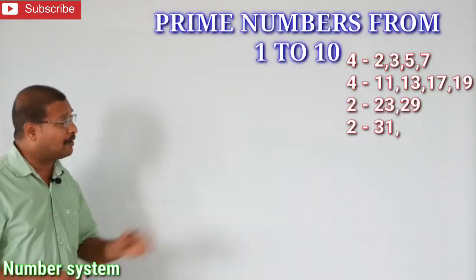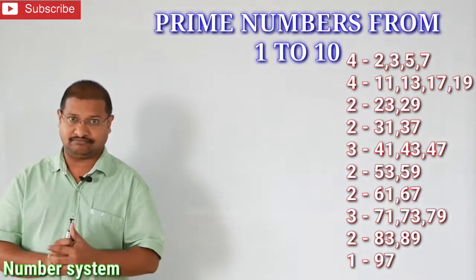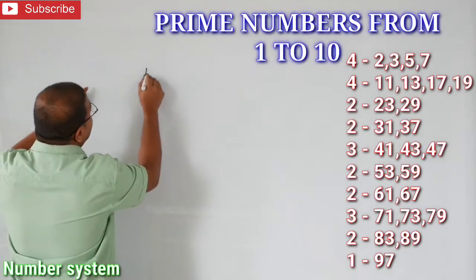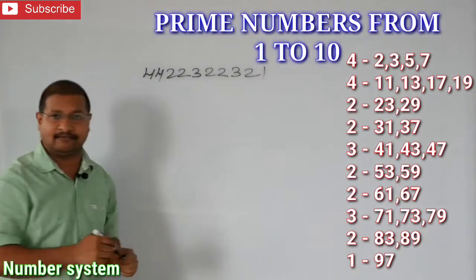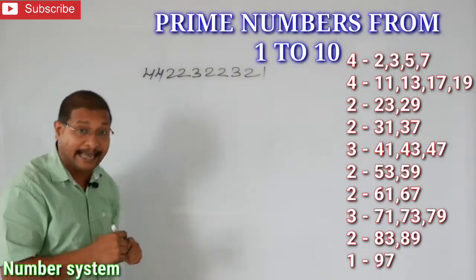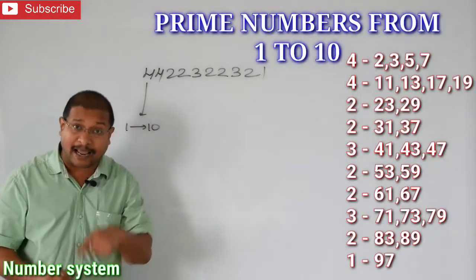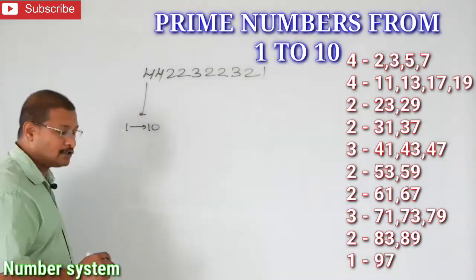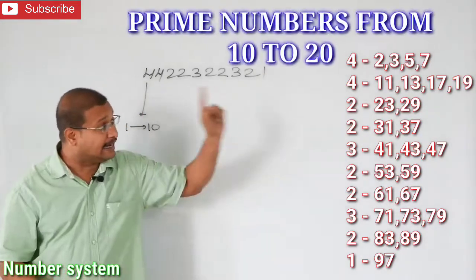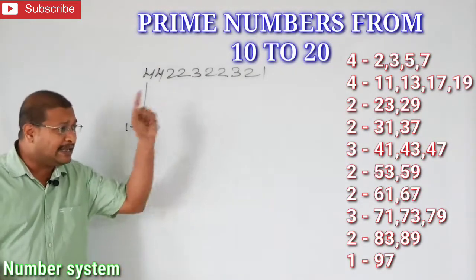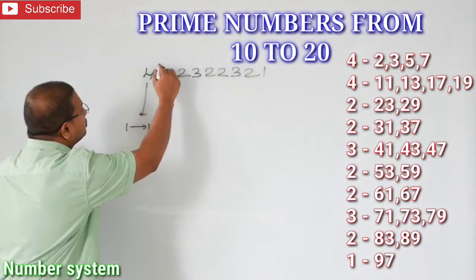Let us see the prime numbers from 1 to 10. What are the prime numbers from 1 to 10? 2, 3, 5, 7. See, we wrote our phone number as 4 4 2 2 3 2 2 3 2 1. From 1 to 10, the prime numbers are 2, 3, 5, 7. So, 4 prime numbers. Now, let us see 10 to 20. What are the prime numbers? 11, 13, 17, 19. That means again 4.